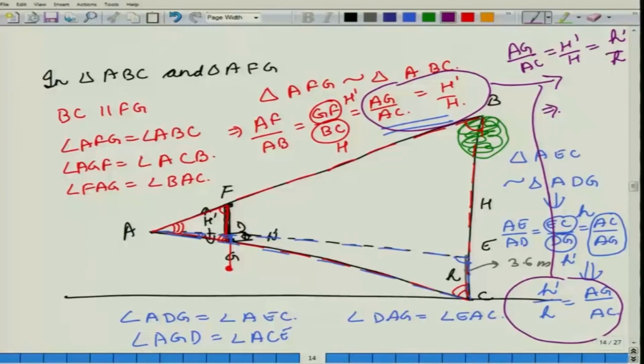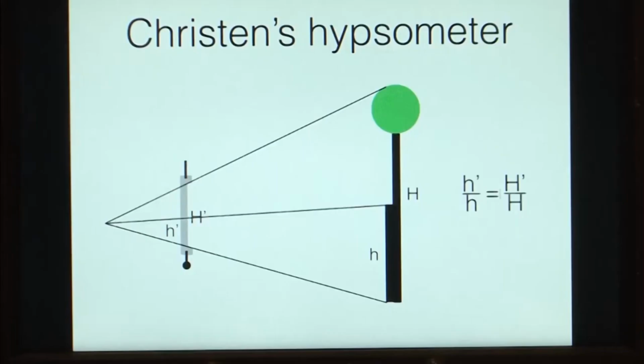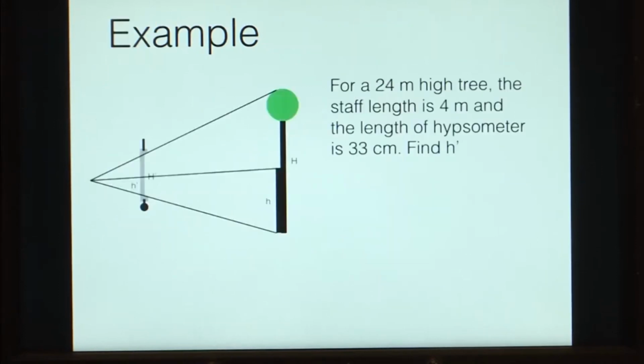So, we have that H upon H prime. H is the height of the tree divided by the length of the hypsometer is equal to small h upon small h prime. Small h is the length of the staff and small h prime is the portion on the hypsometer that is subtended by the staff. So, in this way we can figure out the lengths of the triangle. Now let us look at an example.